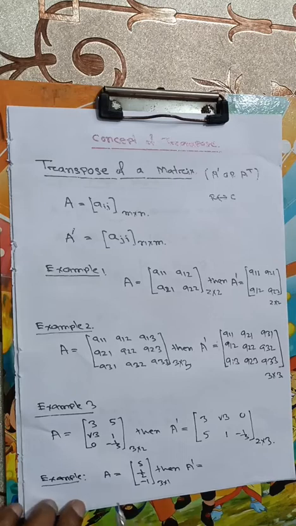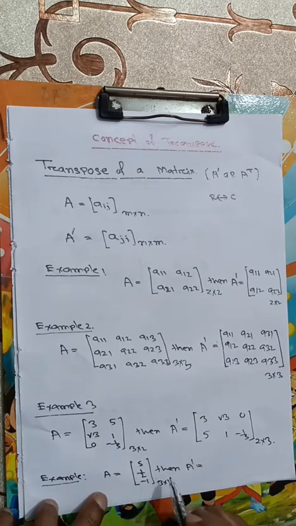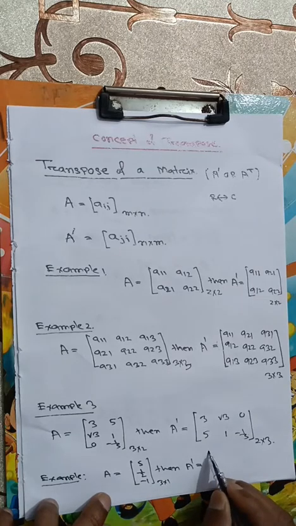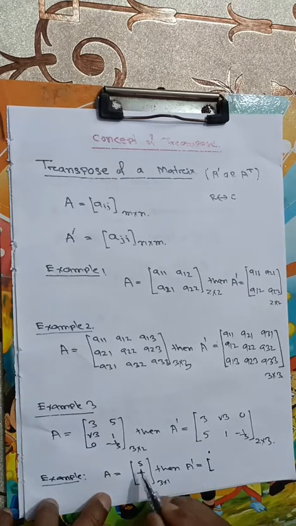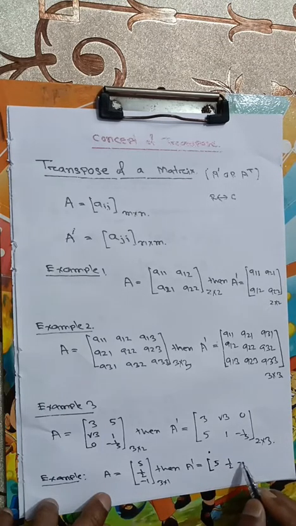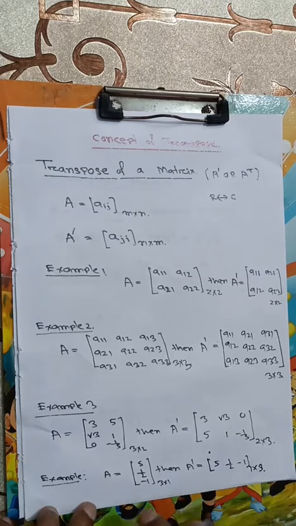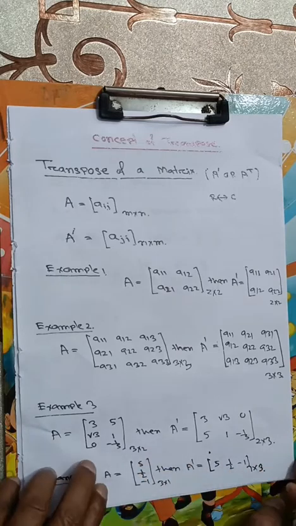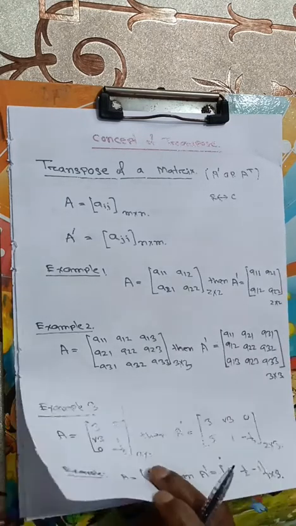Similarly, we take another example. Here the order of the matrix is 3 into 1. Here only 3 rows are there and 1 column is there. If we interchange these columns to rows, then we get 5, half, minus 1 of order 1 row and 3 columns, 1 row into 3 columns, which is known as the transpose of matrix A. In this way, we can clear the concept of the transpose matrix.